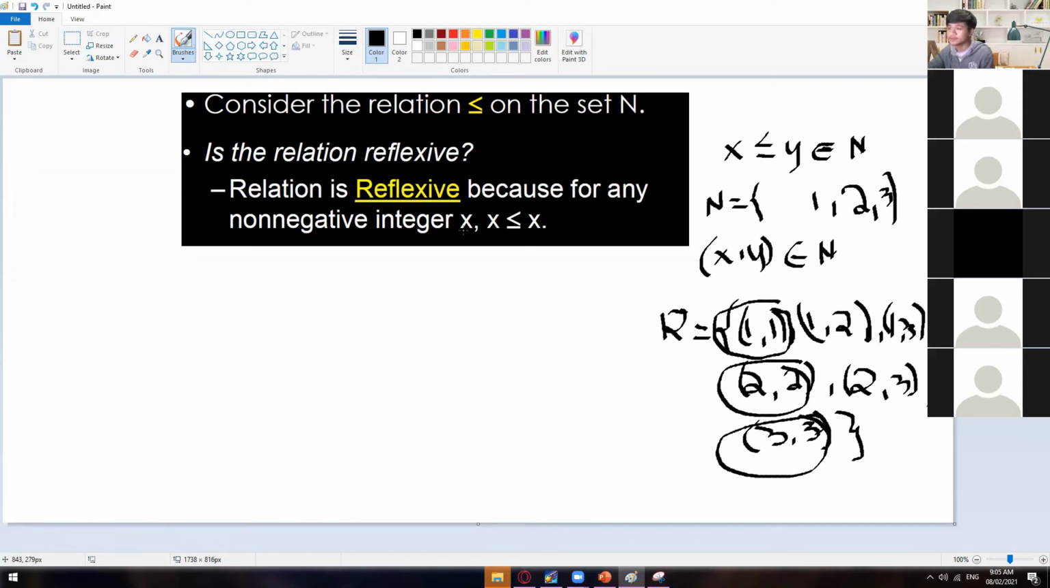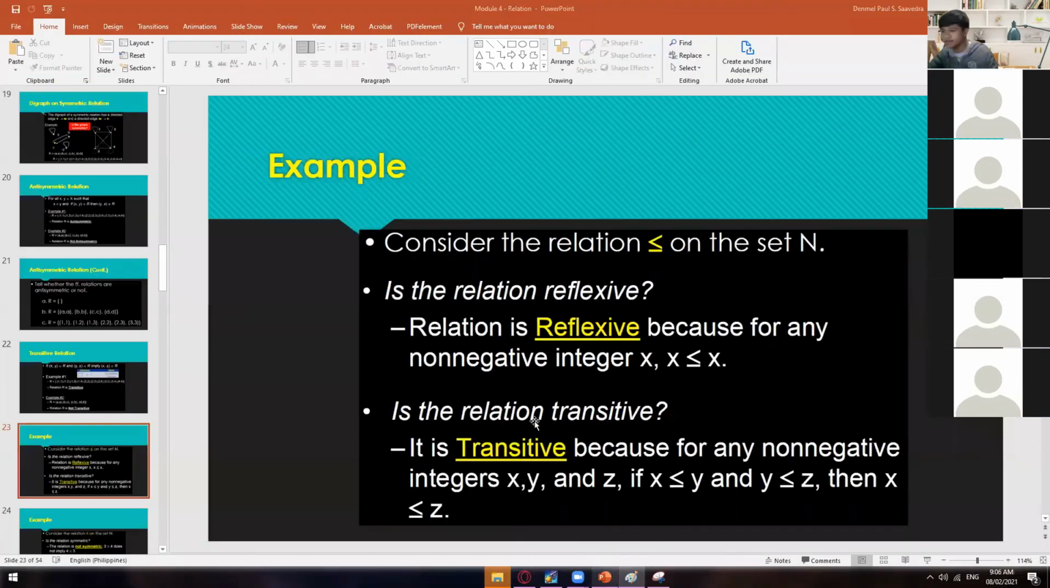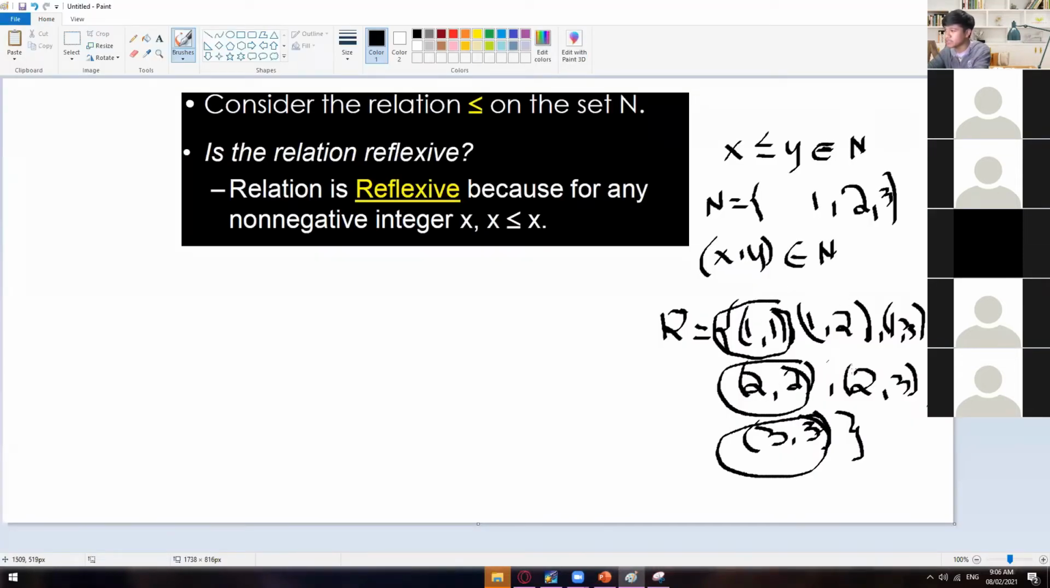Right? Did you guys get it so far on why this relation is reflexive? Yes, sir. Okay, so how about the question, is the relation transitive? Let's say we still have the same relation. We have these 6 ordered pairs, not elements. Let me just remove the circles. So is this transitive or no?